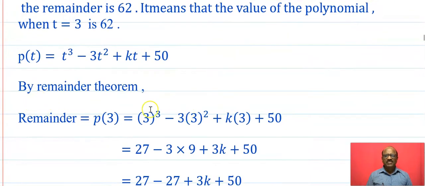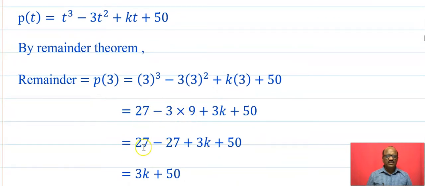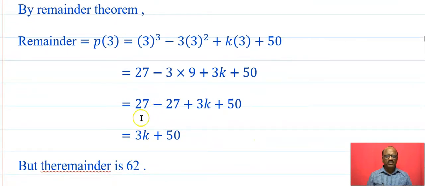Then by the remainder theorem, p of 3, that is replace t by 3. 3 raised to 3 minus 3 into 3 square plus k into 3 plus 50. What about the 3 cube? That is 27, minus 3 square means 9. 3k plus 50. Now see this here, plus 27 minus 27 plus 3k plus 50. And overall plus 27 minus 27 get cancelled.